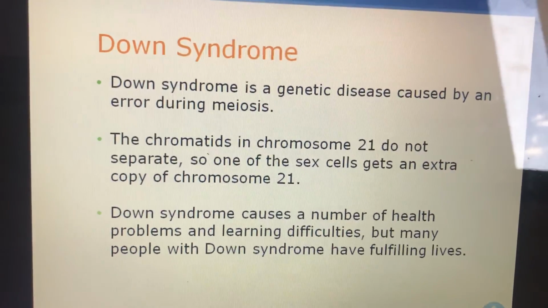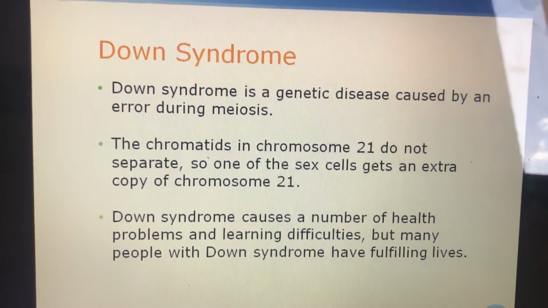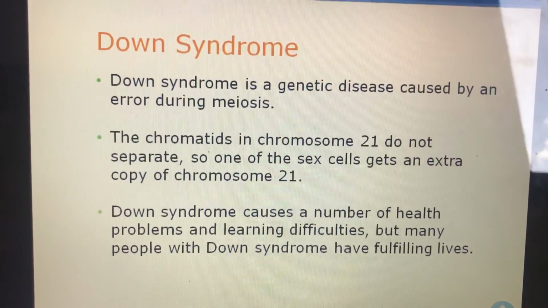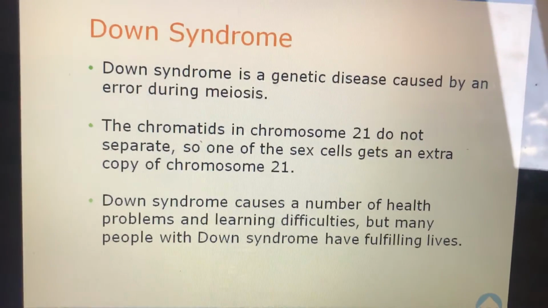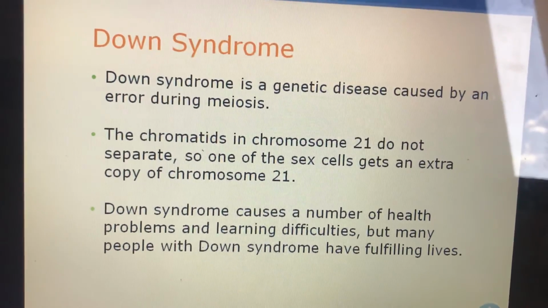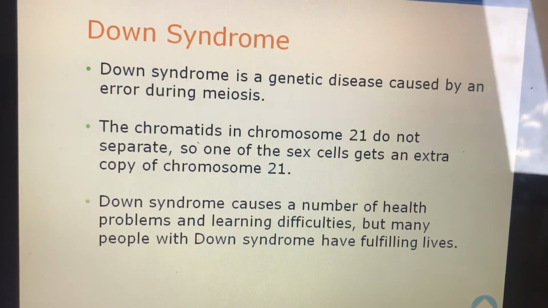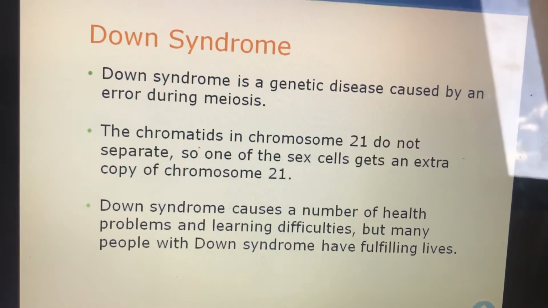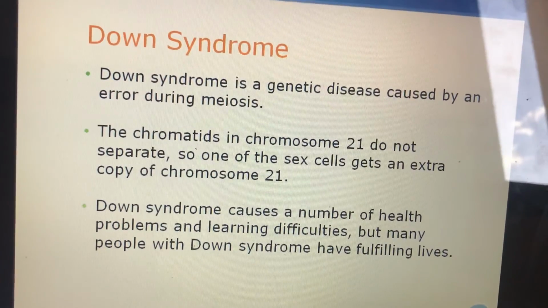So the chromatids in chromosome 21 do not separate during meiosis, so one of the sex cells at the end will get an extra copy of chromosome 21. So after fertilization, let's say this gamete having one more chromosome 21, after fertilization of this sex cell with another sex cell, I will get an offspring that has 3 copies of chromosome 21.